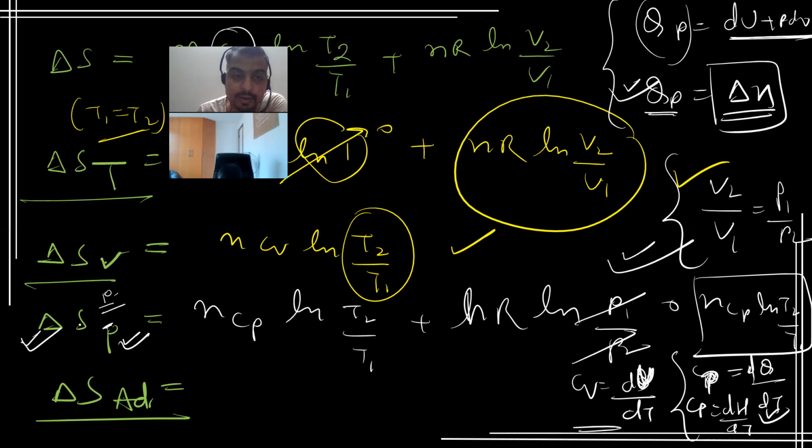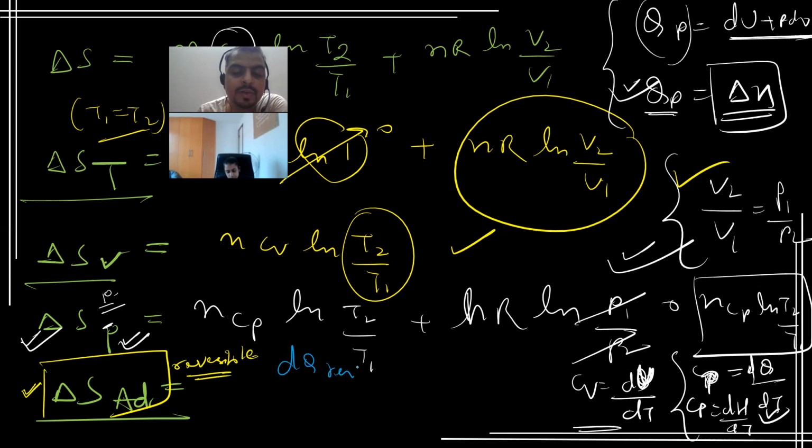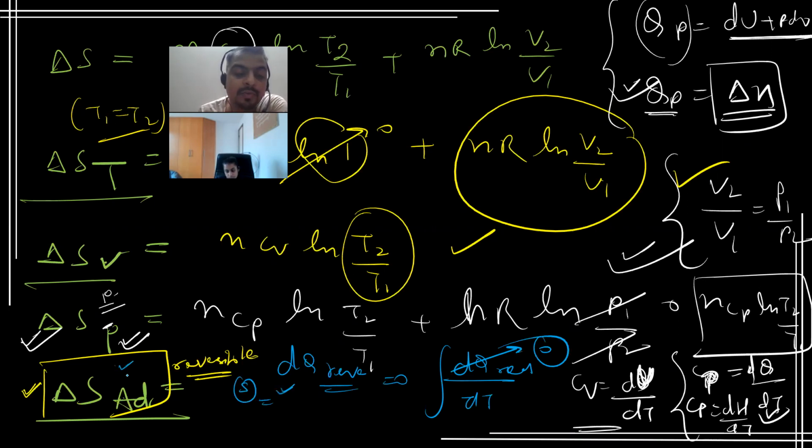Now the last one. Are you still writing? No, I'm done. What about adiabatic reversible? Adiabatic reversible means dq reversible is 0, right? Entropy comes from dq reversible upon dT, so it will become 0. So for adiabatic reversible, the change in entropy is 0. Change in entropy is 0 means S1 equals S2, which means it's an isentropic process.